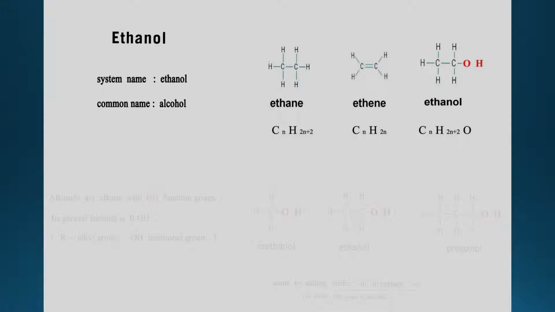Now let's look at this 2C product. Ethane has a single bond, ethene has a double bond, and ethanol is 2C with an OH. This OH, pay attention. Students, you are required to know the name, the structural formula, and the structure.